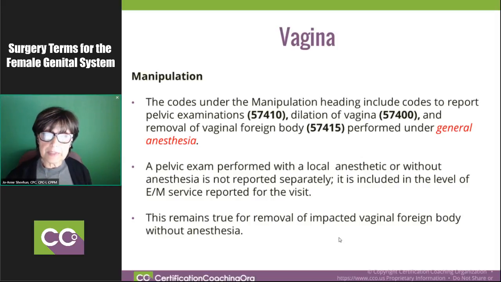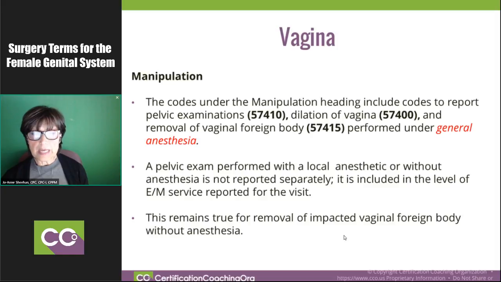Now, when we talk about manipulation, the codes under the manipulation heading include codes to report pelvic examinations, but they're all under general anesthesia. So we have 57410, then we have dilation of the vagina, 57400, and then removal of vaginal foreign body, 57415. And again, these are all performed under general anesthesia. A pelvic exam performed with a local anesthetic or without any anesthesia is not reported separately. It would just be included in the level of an EM service reported for the visit.